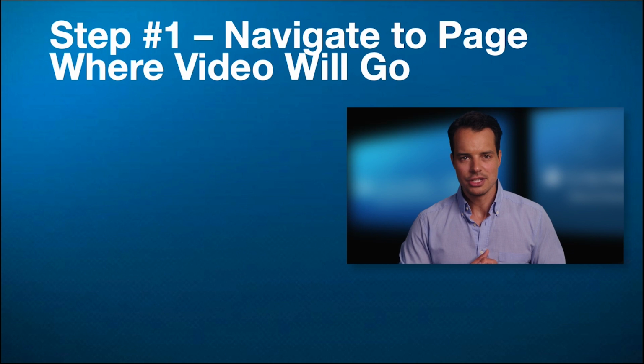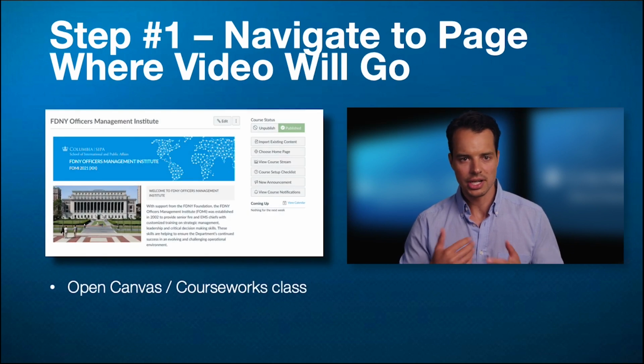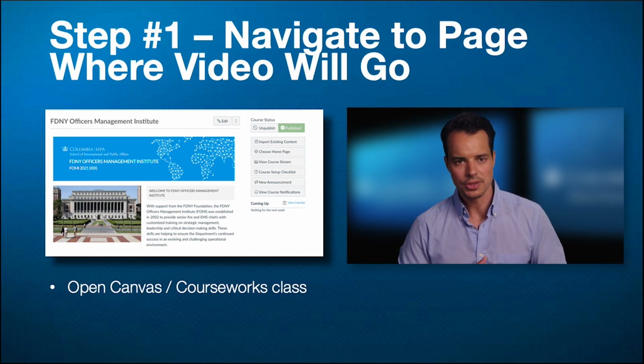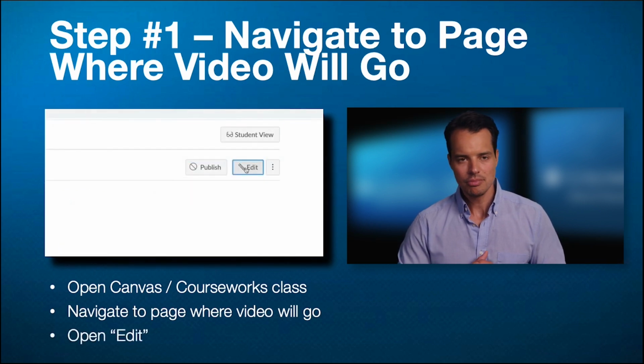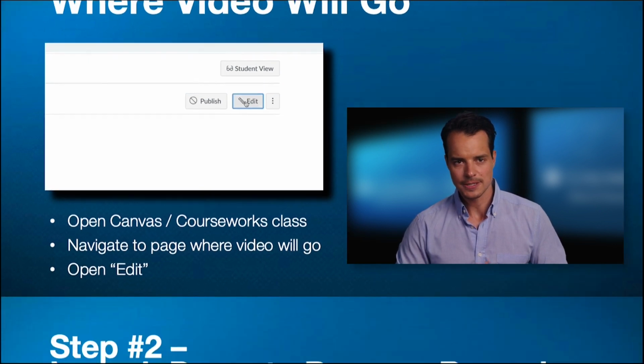Let's get to it. So the first step is to navigate to the page of where the video is going to go. So you're going to open up the Canvas Courseworks class page where you're going to put this, and go to the page specifically where you want the video to embed. Then you open up the edit function to start the process.